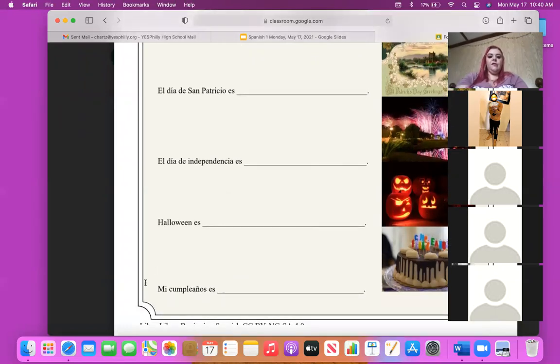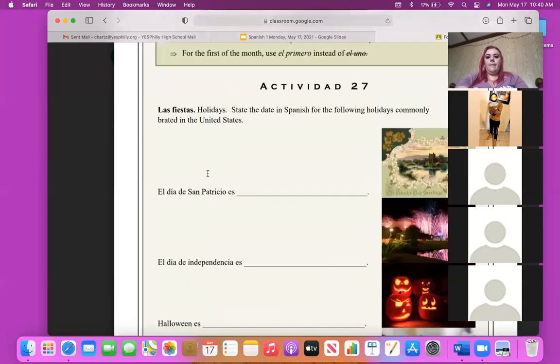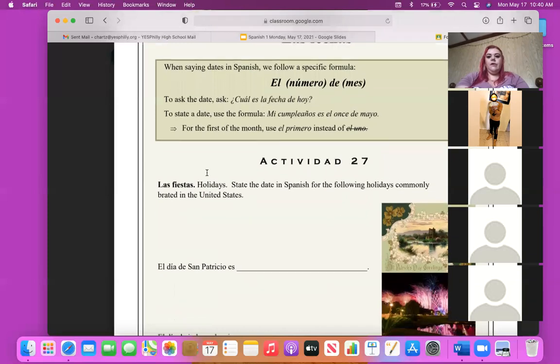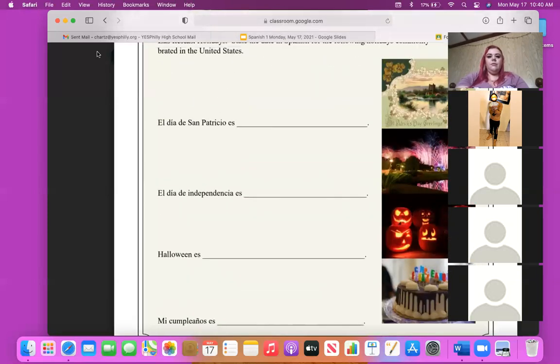And then where it says mi cumpleaños es, that's your birthday. So everybody will probably have a different answer for this. But if I was doing this activity, I would say mi cumpleaños es el 10 de abril. Okay. So does that make sense to everybody? Everybody's okay? Okay.